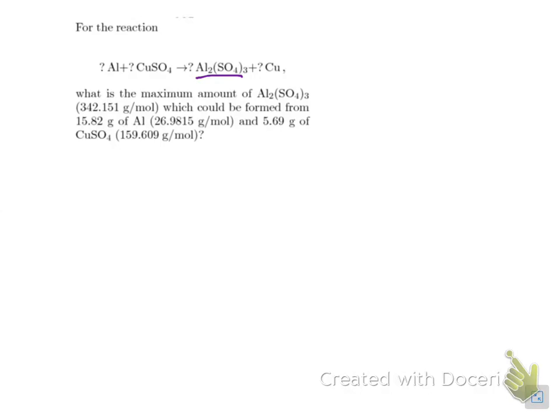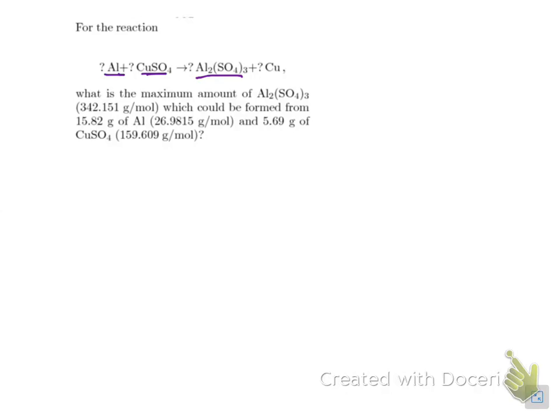Okay, so whenever we're given the amount of two different reactants, we have a limiting reactant problem. So the first thing we have to do is balance the chemical equation, and once we have the chemical equation balanced, then we can look at how much of this product we can make from each of the reactants, and whichever one makes the least is the one that we will make. Okay, so let's first balance this.